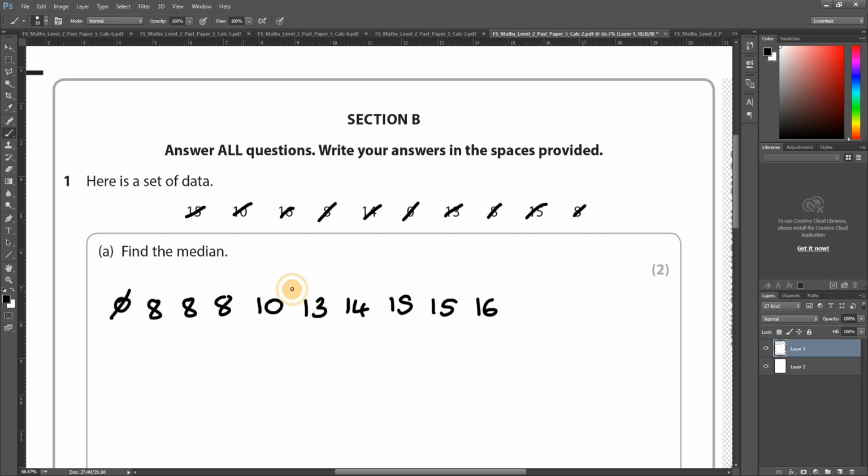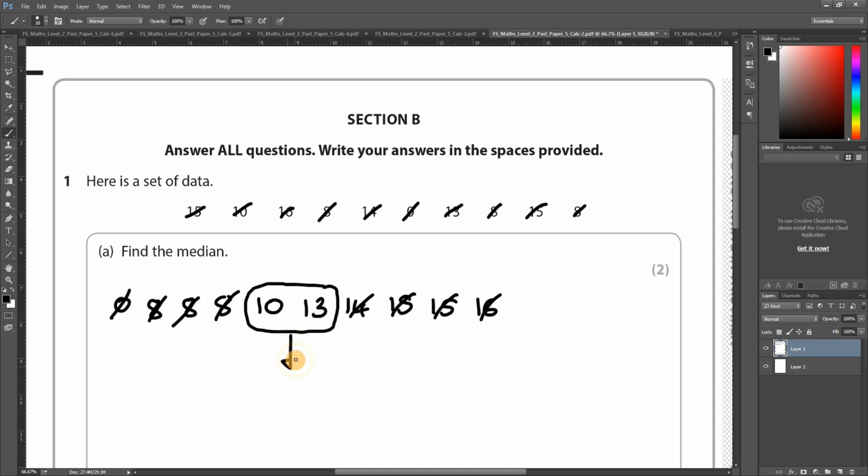So this goes with this. This goes with this. This goes with this. This goes with this. And I'm left with 2 in the middle. Remember we had 10 numbers, I believe. 1, 2, 3, 4, 5, 6, 7, 8, 9, 10. I had 10 numbers, so it's an even number, so you're definitely going to get 2 in the middle.